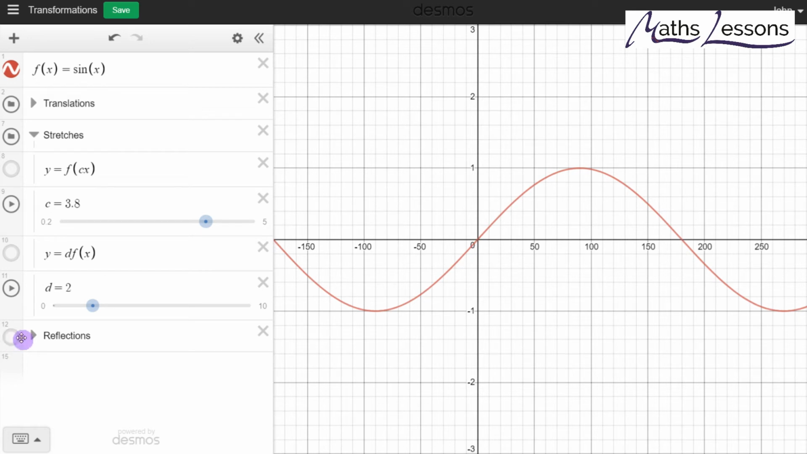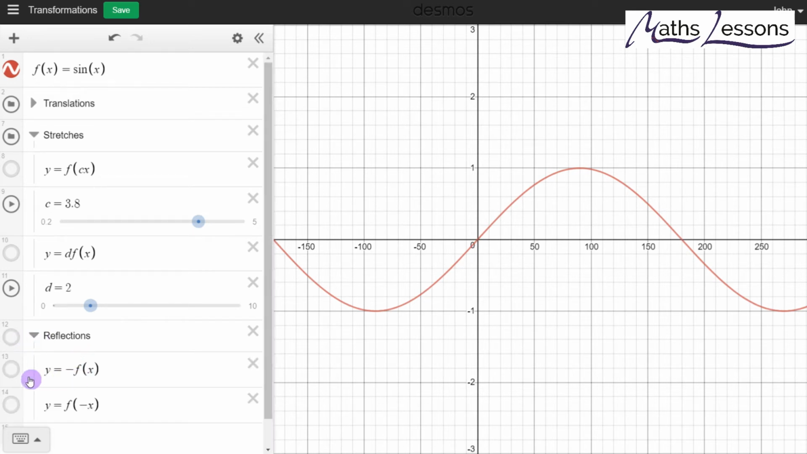And then we look at some reflections. So look at this reflection. This one actually reflects in the y-axis. Now, unfortunately, I've chosen a bad graph here, sine x. This one looks like it actually goes back. This one reflects in the x-axis, and this one actually reflects in the y-axis.